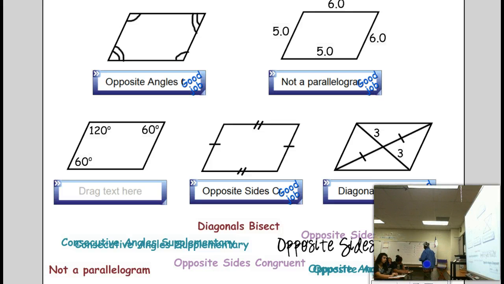Woo! And Shelby would be next, but she's not here. Paige, you're last. Hey guys, why is that one not a parallelogram? Do y'all know which one that is? What shape is that if it's not a parallelogram?